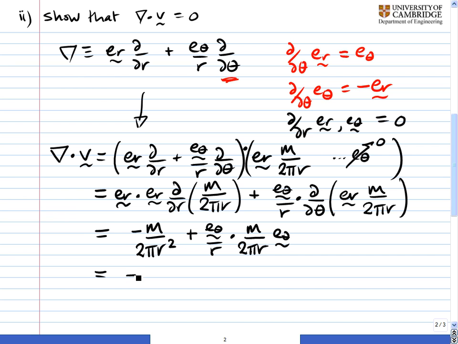So we're going to get a minus m over 2 pi r squared from the first term, plus e theta dotted with e theta is 1. This is just m over 2 pi r squared, therefore add the two together and we get 0. So we have confirmed that div v is equal to 0. In other words, if it's an incompressible flow, it satisfies conservation of mass.